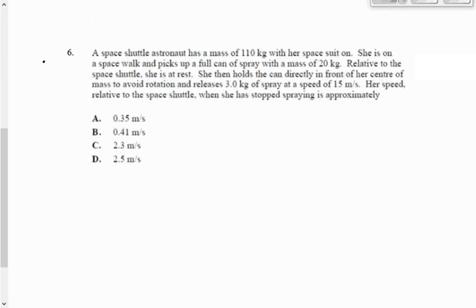This confuses people. Space shuttle astronaut has a mass of this, but she's holding a can of spray, so really her mass is not 110, really it's 130, right? And then she sprays a little bit. She releases 3 kilograms. We're going to say mass total. Oh, she's at rest, isn't she? Yeah, she's at rest. So the initial momentum would be 0, M1 V1F plus M2 V2F. She releases 3 kilograms of gas. Ooh, that's a lot of gas.